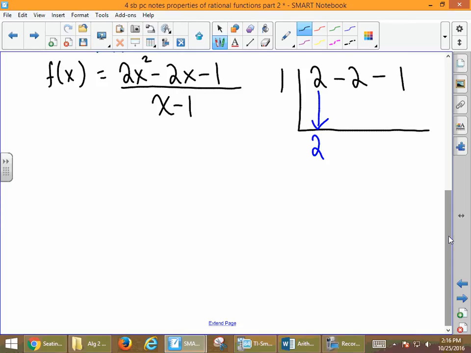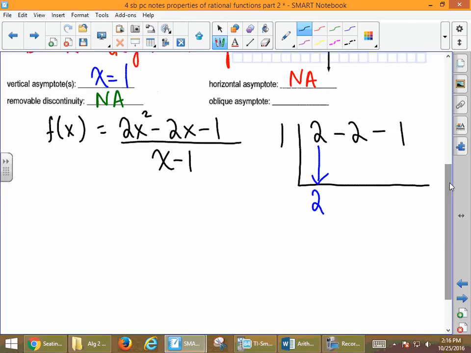So once we have that set up, and again, some teachers write it like that and some write it a little bit different, but the underlying method is still the same. Now we're going to take 1 times 2, and we get 2. It's positive 1 times positive 2, which is positive 2. Negative 2 plus 2 is 0. 1 times 0 is 0. And negative 1 plus 0 is negative 1.